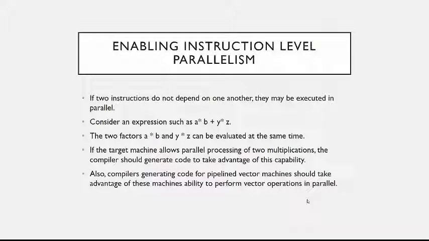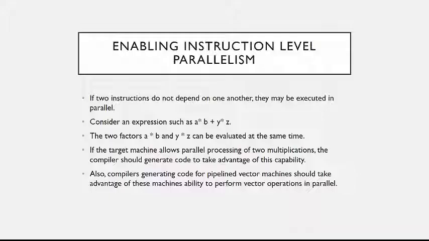Now, techniques of machine dependent optimization. First one is enabling instruction level parallelism. If two instructions do not depend on one another, they may be executed in parallel. Consider an expression such as a * b + y * z. The two factors a * b and y * z can be evaluated at the same time as they are not dependent on each other.